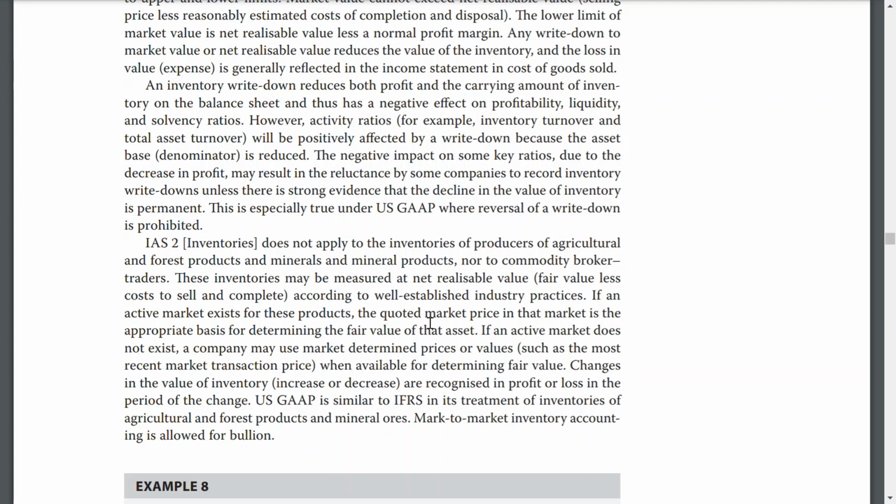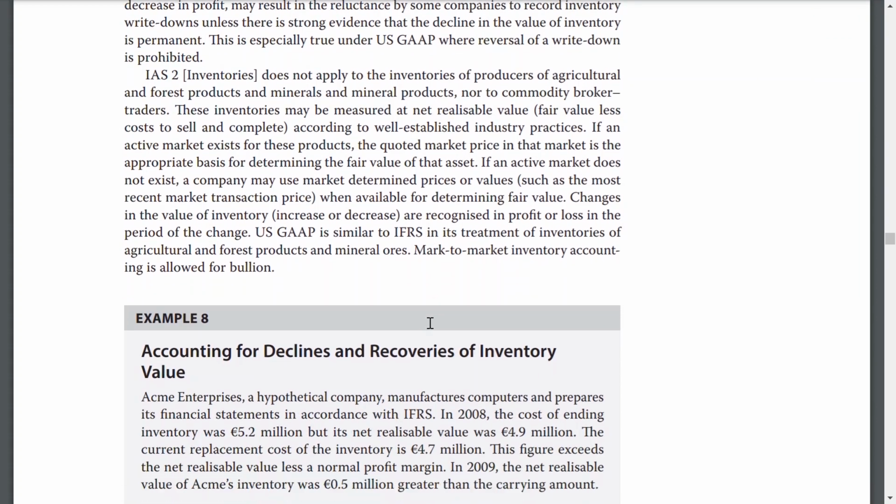If an active market does not exist, a company may use market-determined prices or values when available for determining fair value. Changes in the value of inventory are recognized in profit or loss in the period of change. US GAAP is similar to IFRS in its treatment of inventories of agricultural and forest products and mineral ores. Mark-to-market inventory accounting is allowed for bullion.